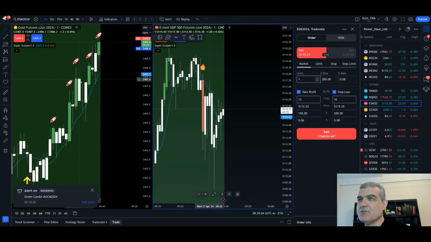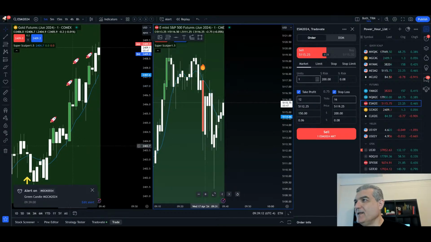Gold just continues to rocket higher. All I can do is just hold on for dear life on gold here. Gold went from 2,400 to 2,409. We've made already a couple $100 in gold today, just being long.